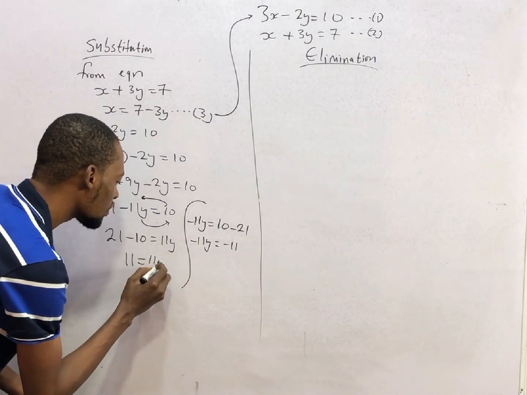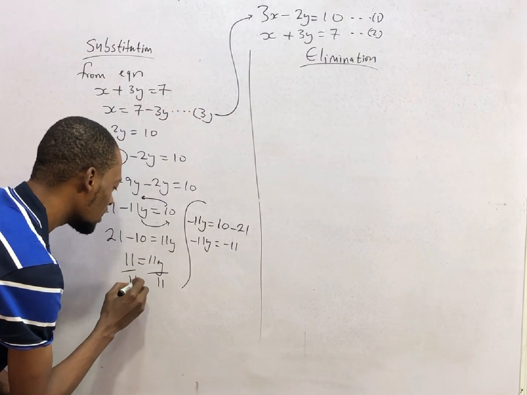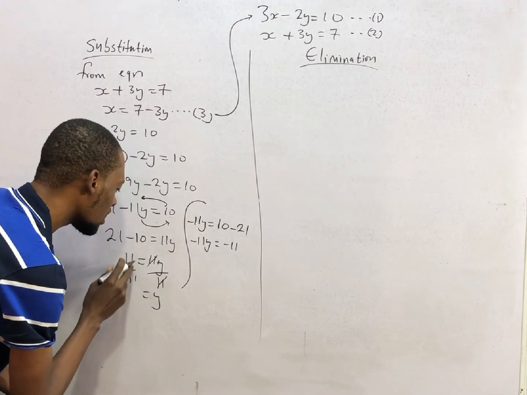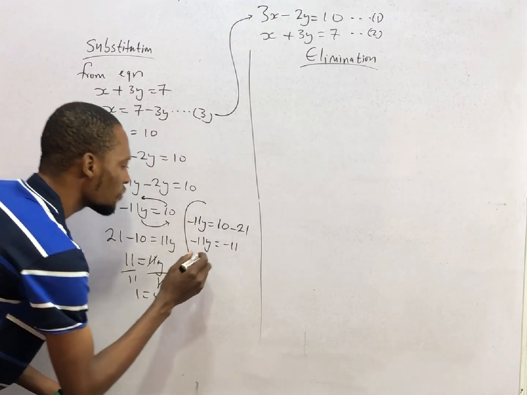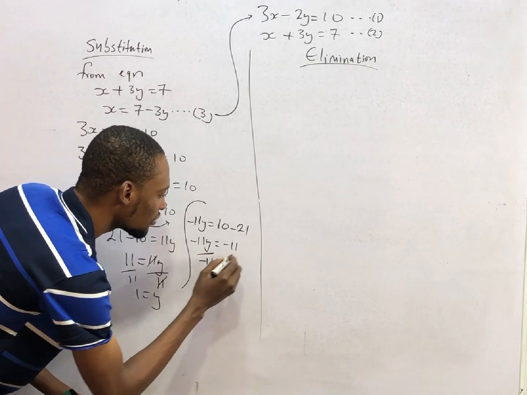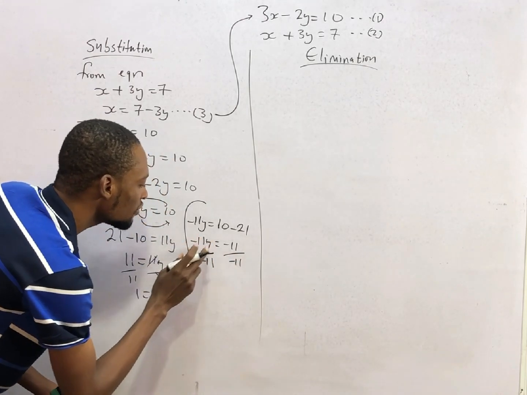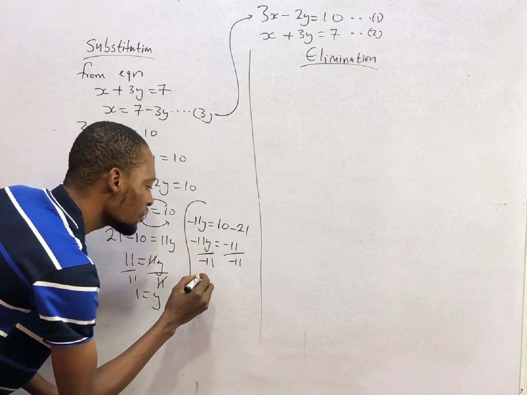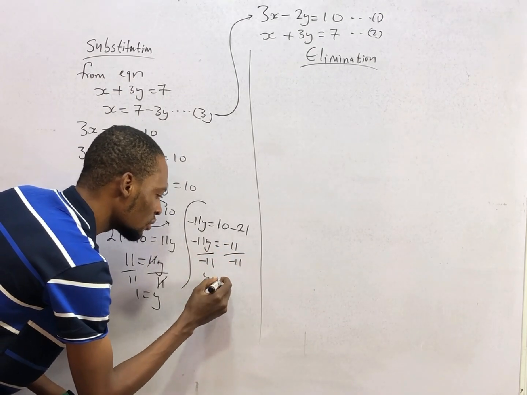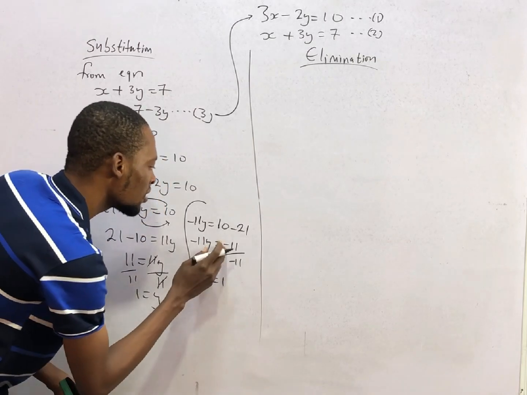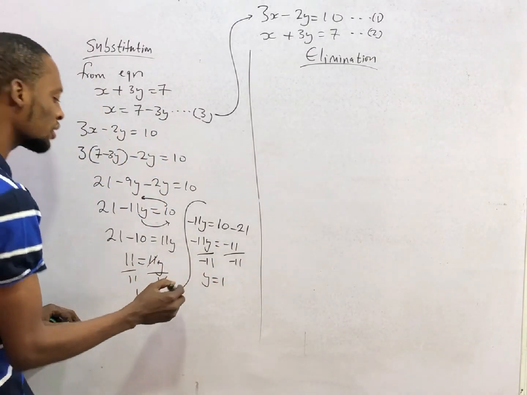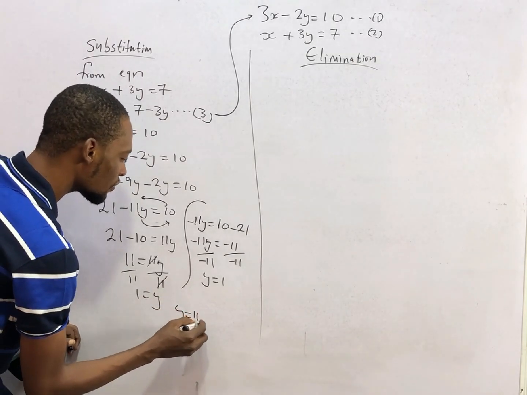So here, to get y, let's divide both sides by 11. 11y divided by 11, we have y. 11 divided by 11 is 1. So from here, to get y, let's divide both sides by minus 11. Minus 11 divided by minus 11 is 1, giving us 1y equals minus 11 divided by minus 11, which is 1. Minus minus is plus, 11 divided by 11 is 1. So anyhow you do it, y is equals 1.